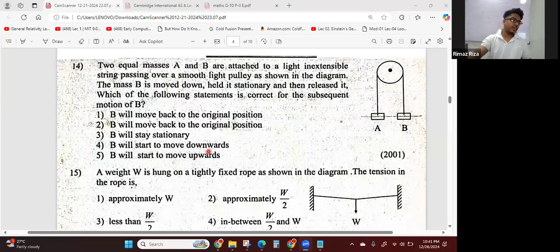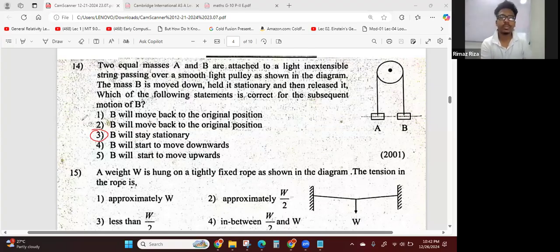So the answer is the third one: B will stay stationary, because since both sides have the same masses, the same pull on both sides, it will remain stationary. But if you give a small velocity, for example 2 meters per second, it will move with that same 2 meters per second speed.